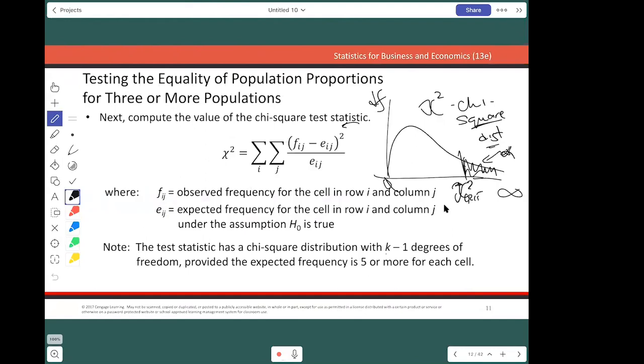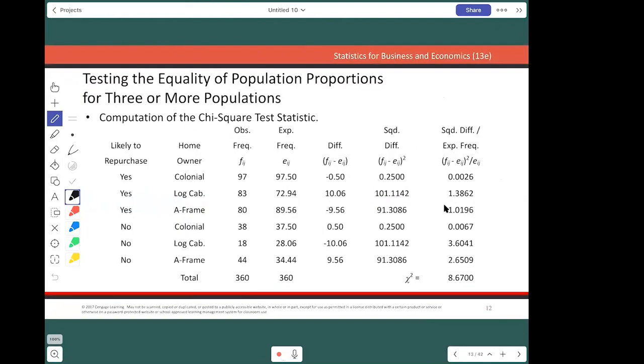The degrees of freedom in this case is k minus 1, which is the number of populations that we have. For this problem, we have 3 populations, so 3 minus 1 is 2. All right? So just k minus 1. And we actually treat it just like the T distribution. So with this problem now, here's what we would have to do.